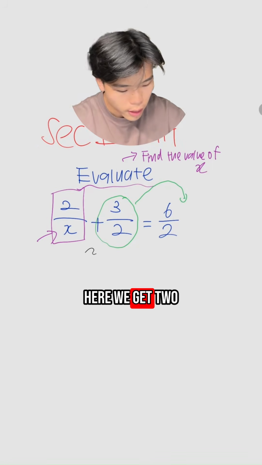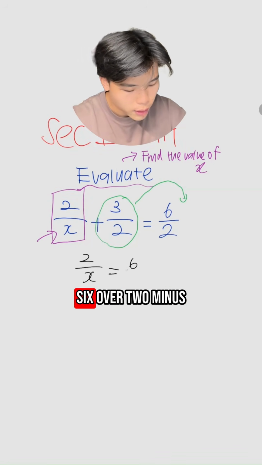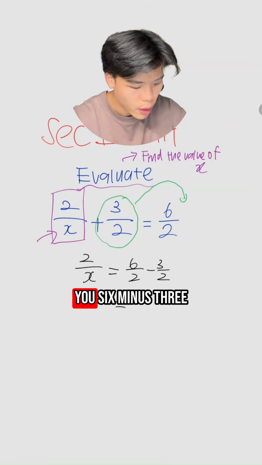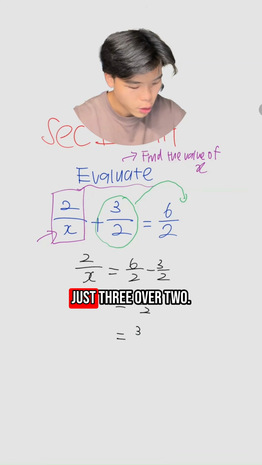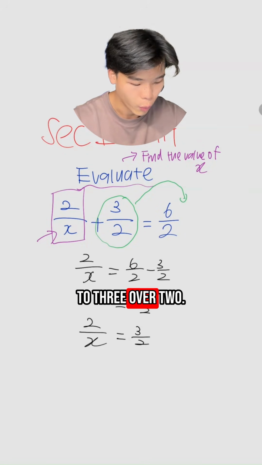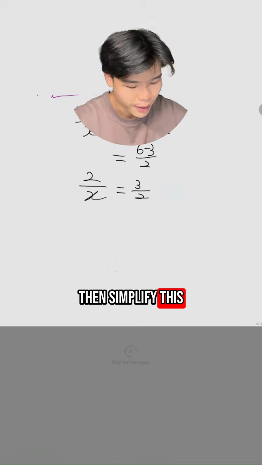Therefore over here we get 2/x equals to 6/2 minus 3/2, which you can combine the fraction to give you 6 minus 3/2, which is just 3/2. Now we end up with 2/x equals to 3/2. So how do we then simplify this equation over here?